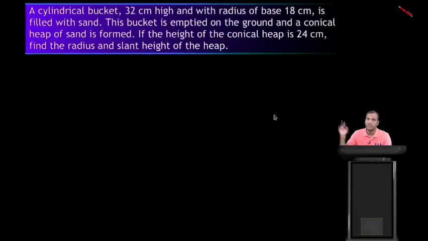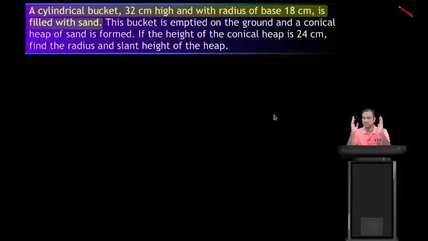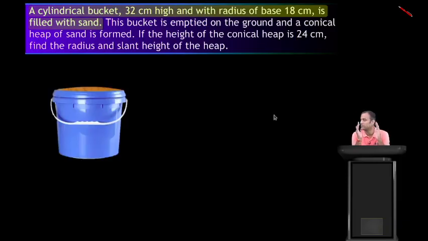Okay, now look at another question. A cylindrical bucket 32 centimeter high, so we are given H, with radius of base 18, this is R, is filled with sand. This bucket is emptied on the ground and a conical heap of sand is formed. Okay, so first let's imagine what this question is saying to us. First we have a cylindrical bucket. Here you can see, in which shape is it? Very good, it is cylindrical shape.